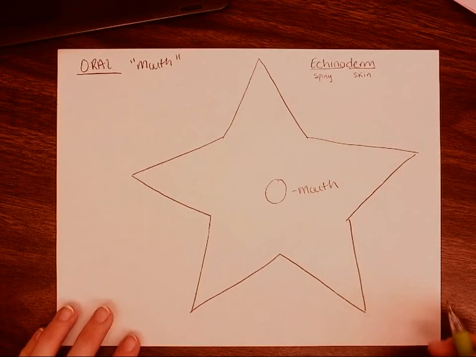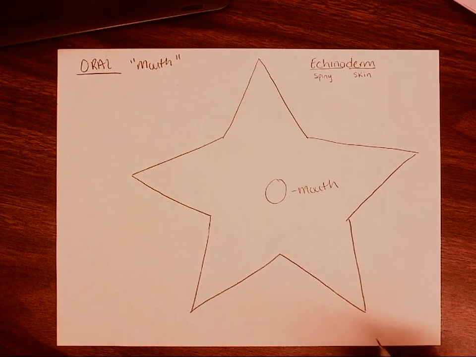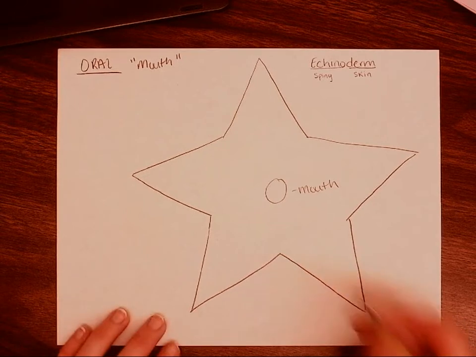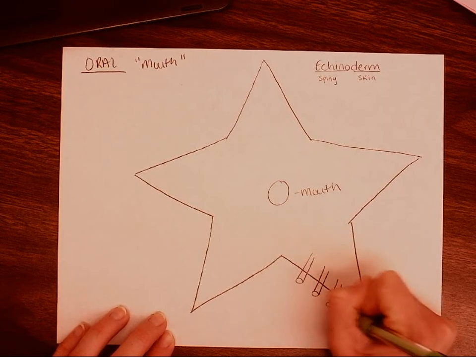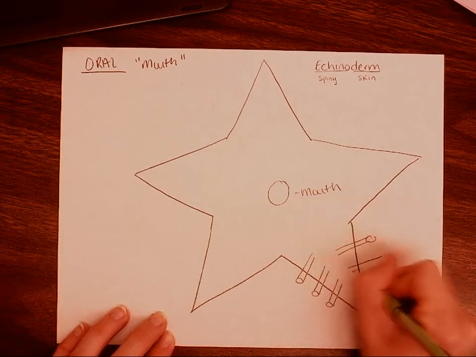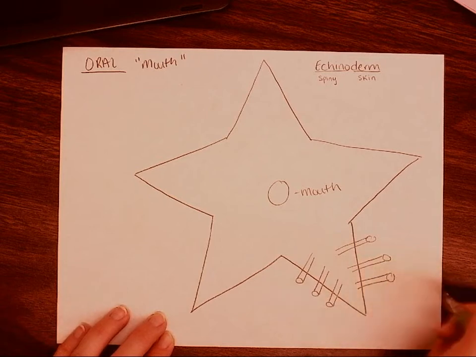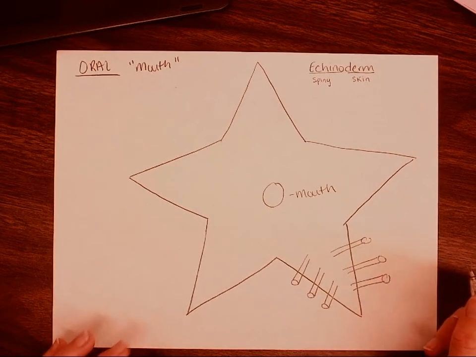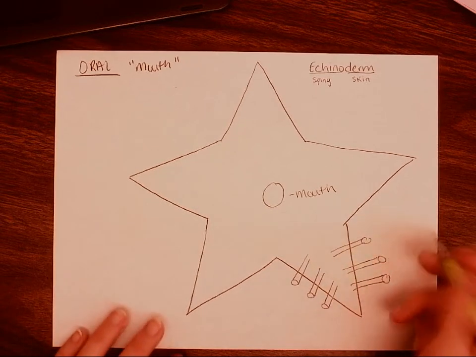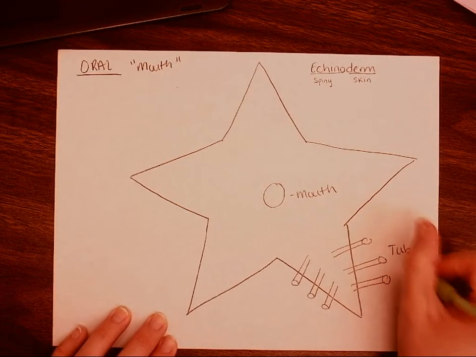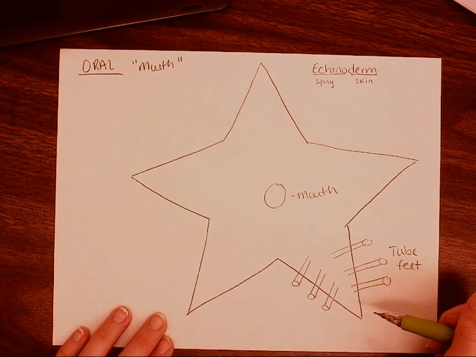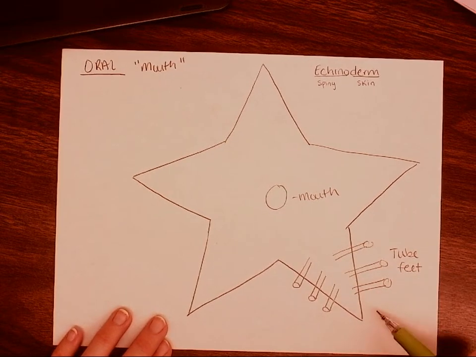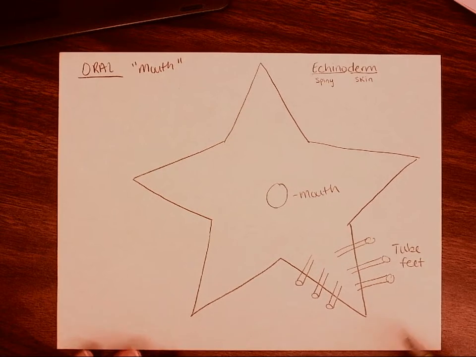Some other clues that will tell us we are looking at the oral side of our starfish is we are going to see some tube feet that are going to be used for movement. They kind of act like little teeny tiny suckers that can then attach to different surfaces. They use these tube feet to catch their prey. Another really cool thing that tube feet do is they can exchange gases with their environment, so they can take oxygen in and release some of the CO2 out.